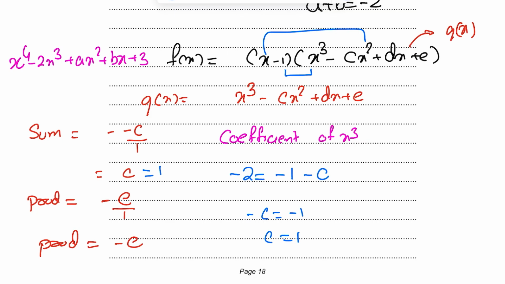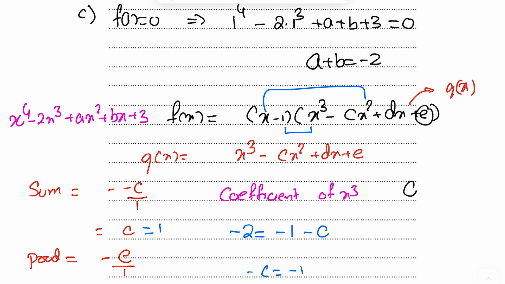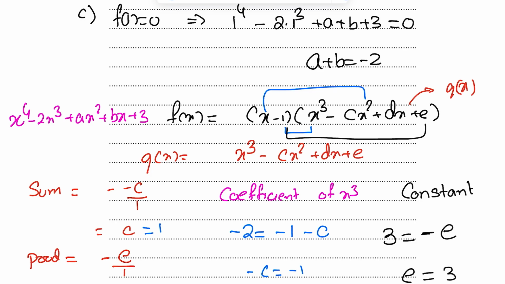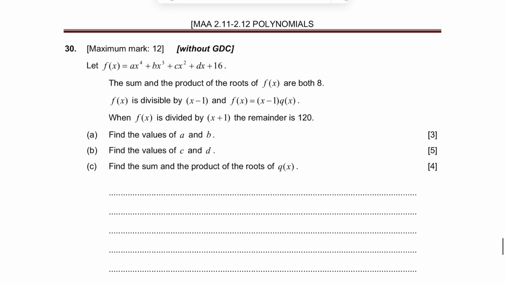What about the product of the roots? Now for that we need the constant e. So what is that value over here? Comparing the constants. What is the constant? The constant is 3, and over here the constant is minus 1 times e, minus e. So e equals negative 3. So what is the value of e? e is negative 3. So the product of the roots is negative of negative 3, which is 3. So the sum of the roots is 1 and the product of the roots is 3.